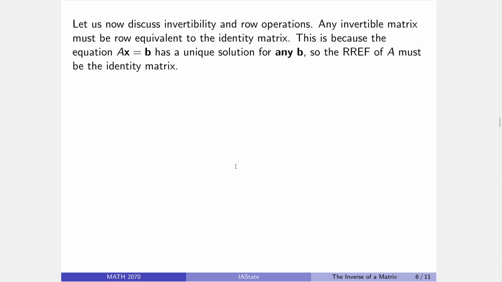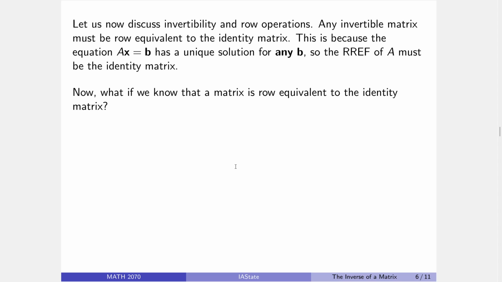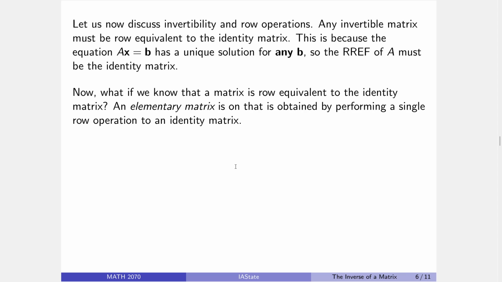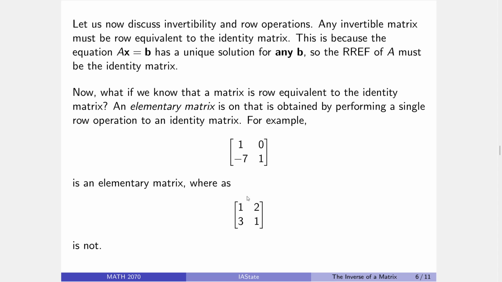All right, so if you're invertible, you are row equivalent to the identity. What about the flip? Let's say we know we're row equivalent to the identity. Does that mean you have to be invertible? The answer is yes, as always, but why? It turns out that there is a special type of matrix that's worth discussing, and that's the elementary matrix, which is a matrix that you obtain by doing a single row operation to the identity matrix. So, for example, this right here is taking the first row, scaling it by -7, and adding it to the second, applied to the identity matrix. Whereas this matrix, there's no way to obtain by one single row operation applied to the identity.